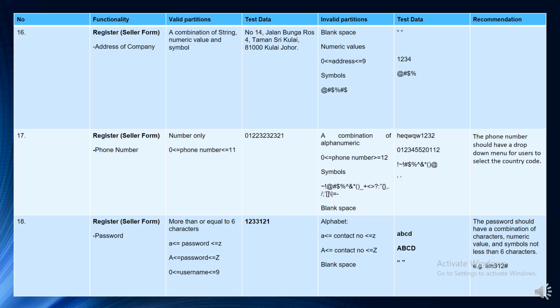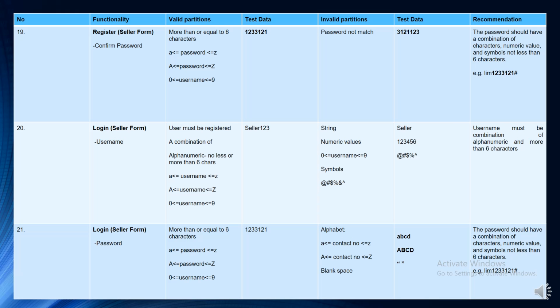For the address of the company, the valid partition is a combination of string, numeric value, and symbol. For the phone number, it is only for numbers. It is not valid for negative numbers or a combination of alphanumeric, symbols, or blank space. Next is the password, the same as before, more than or equal to 6 characters. For the confirm password, the user must enter the same password. The next is login of username and password. The user must enter the same registered username and password.